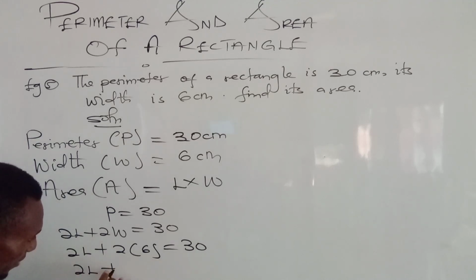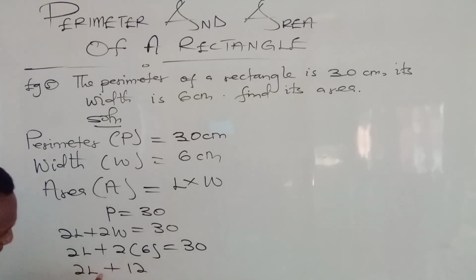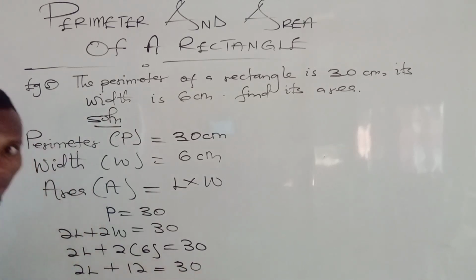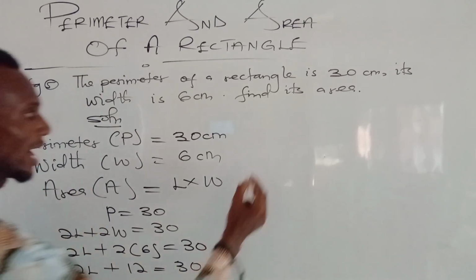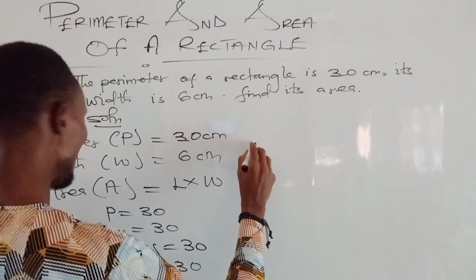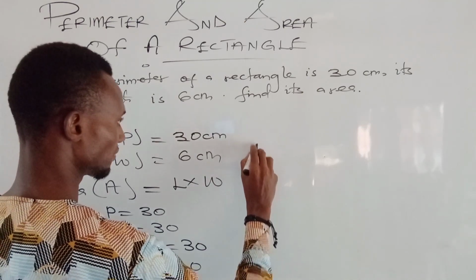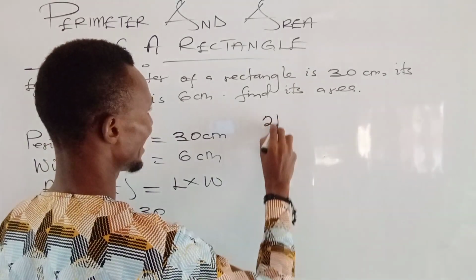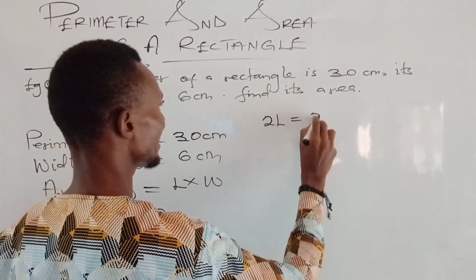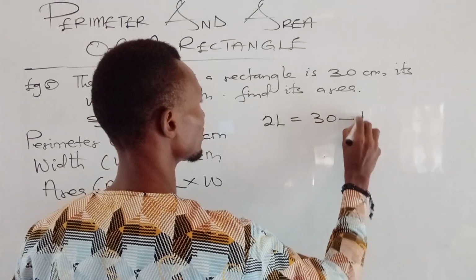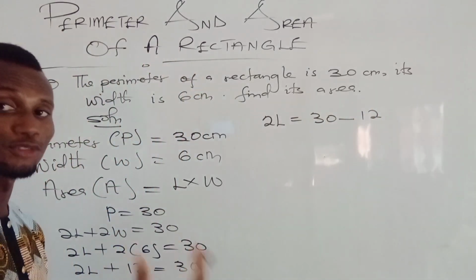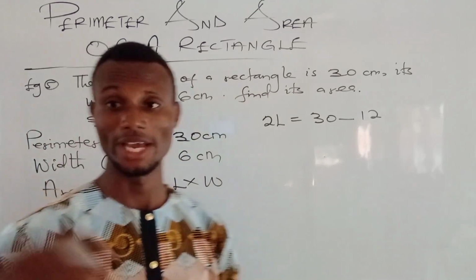Okay, so my 2L plus 12 equals 30. Hope you agree with me up to this point. Now from here, let's go ahead and solve further. So I have my 2L, and let me continue from here. Hope you are following. So we have 2L equals 30 minus 12. Now this is a linear equation we are solving.